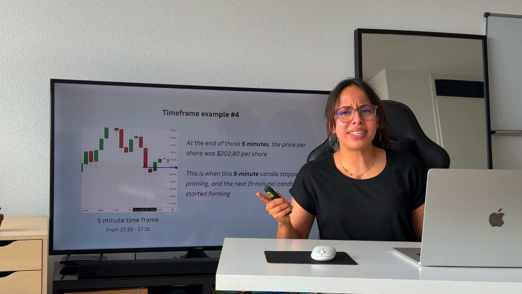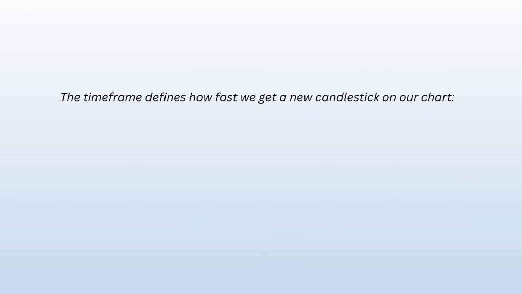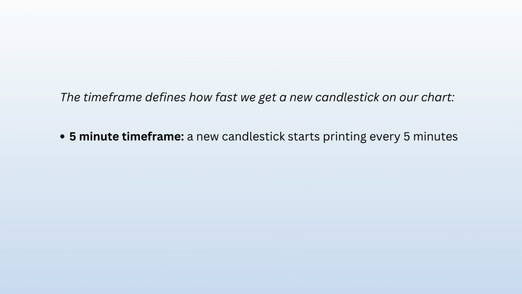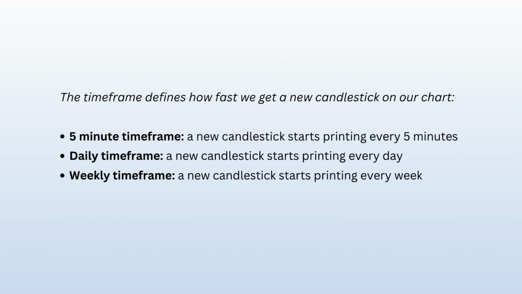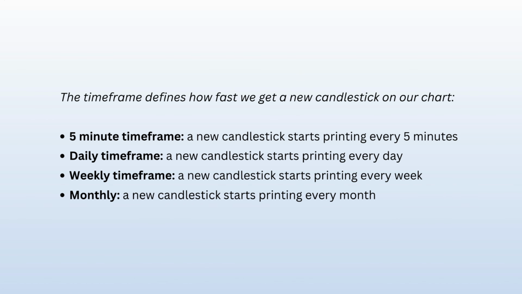Now, what can we take away from these examples? The time frame defines how fast we get a candlestick on our chart. When we're on the 5-minute time frame, a new candlestick starts printing every 5 minutes. But when we're on the daily time frame, a new candlestick starts printing every day, which means that when we're on the weekly time frame, we have to wait 1 full week to see a new candlestick appearing on our charts, which also means that when we're on the monthly time frame, we have to wait even longer. In other words, we have to wait 1 full calendar month.